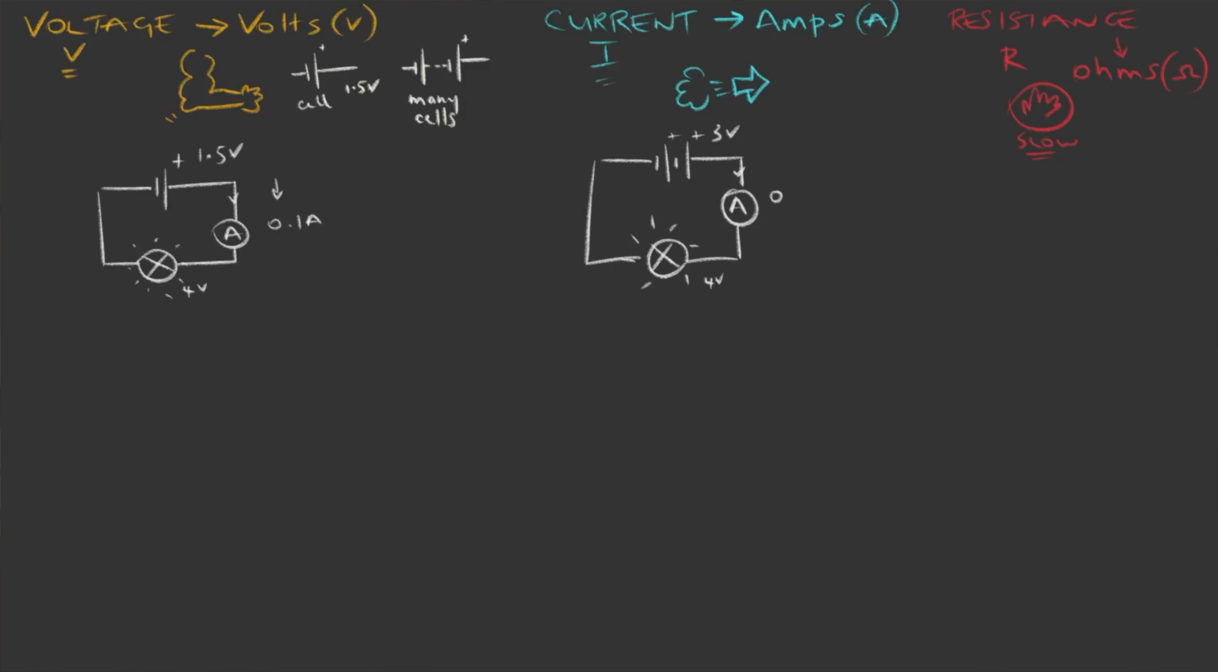To make the lamp light up brighter, we need to add another battery cell. Now, the voltage across the battery is 3 volts. The ammeter is measuring 0.2 amperes, which is double, and the lamp is lighting up much more brightly than before.